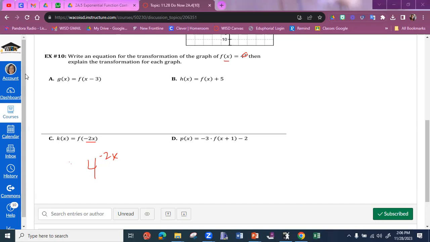We have the notes on this. It's the 2A.4 part 1, and it has all the rules. It has all the rules written down for you.